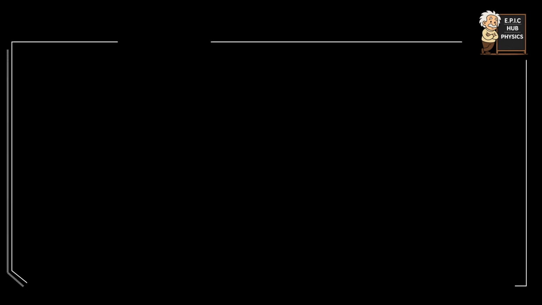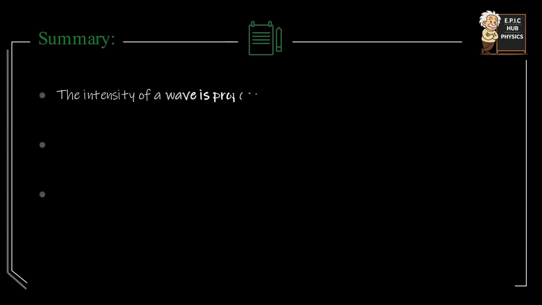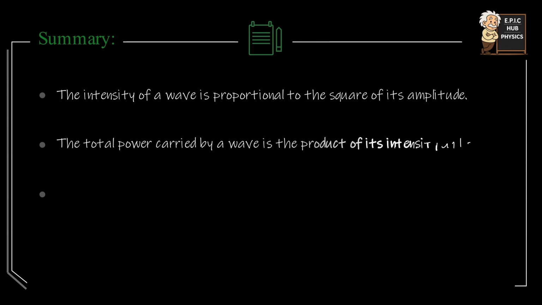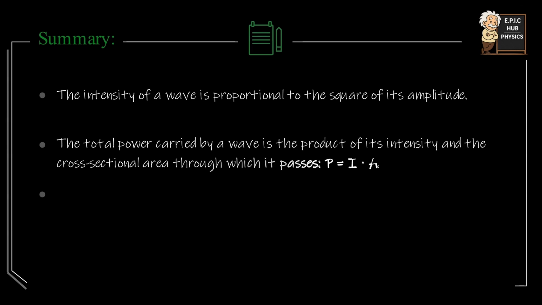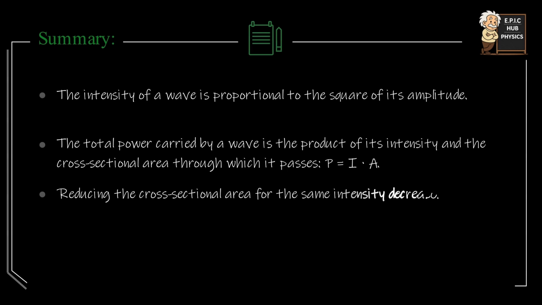Now to conclude, let's recap everything we have seen from this problem. We have seen that the intensity of a wave is proportional to the square of its amplitude. The total power carried by a wave equals the intensity multiplied by the cross-sectional area through which it passes. Reducing the cross-sectional area for the same intensity decreases the total power. When both amplitude and area change, both effects must be considered when determining the new power.